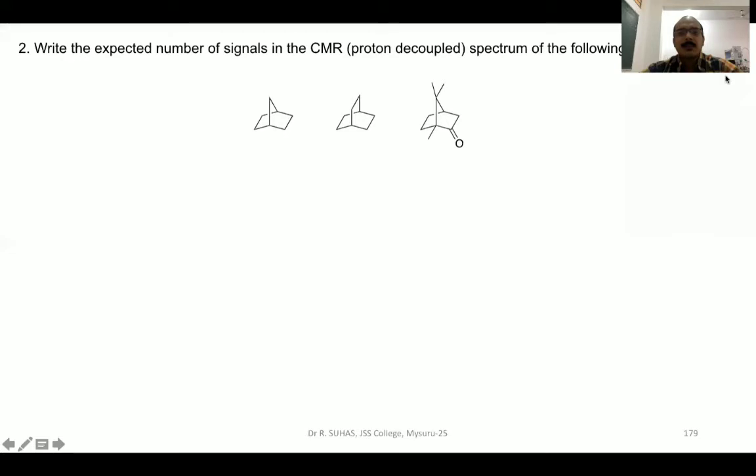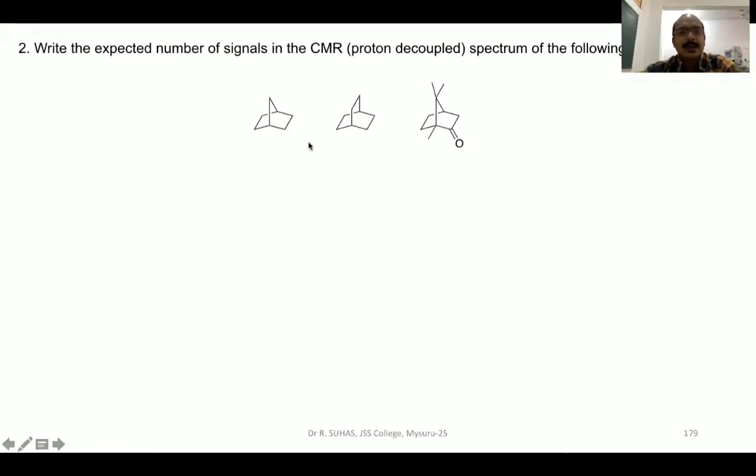The next problem: write the expected number of signals in the CMR proton decoupled spectrum of the following compounds. Proton decoupled, as I said, means all the proton couplings are noise decoupled, and hence you are going to get only singlets. He's asking how many such singlets can be seen. Rather, we have to say how many different types of carbons are present in these kind of compounds.